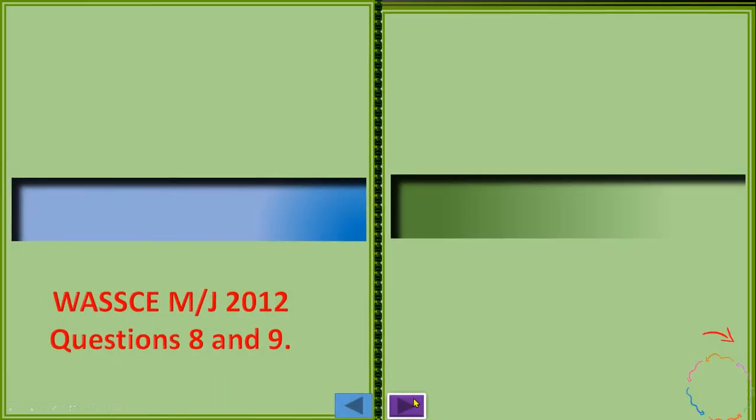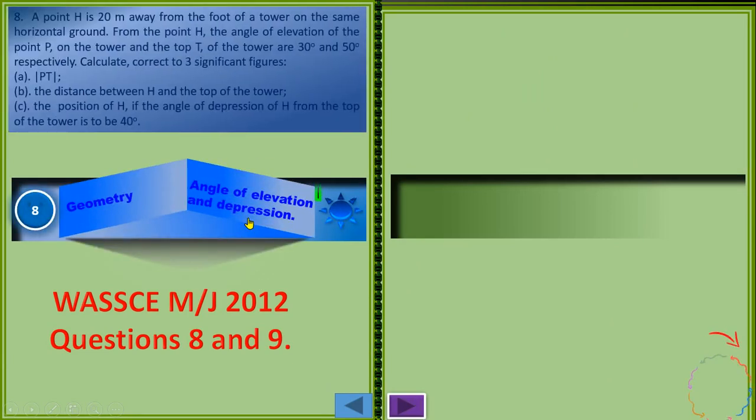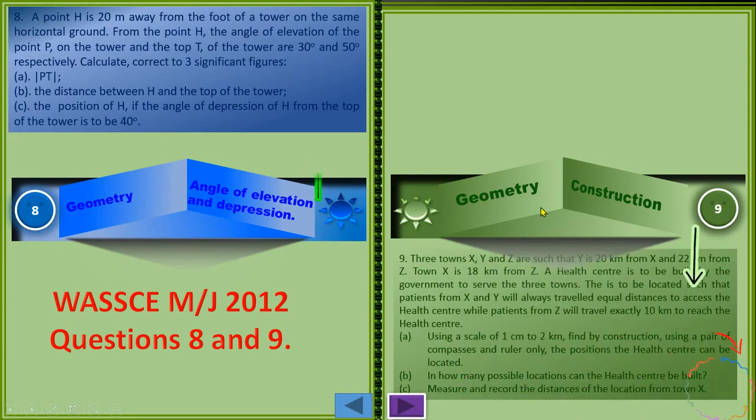In this presentation, we are going to solve WASSCE May June 2012 questions number 8 and 9. Question number 8, geometry, angle of elevation and depression. Question number 9, geometry, construction.